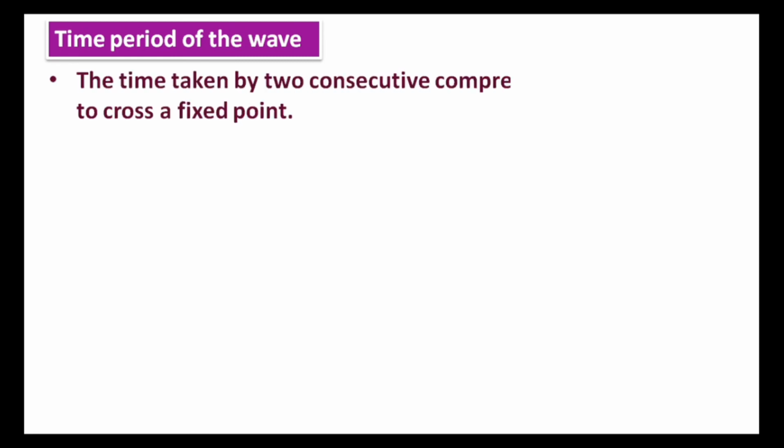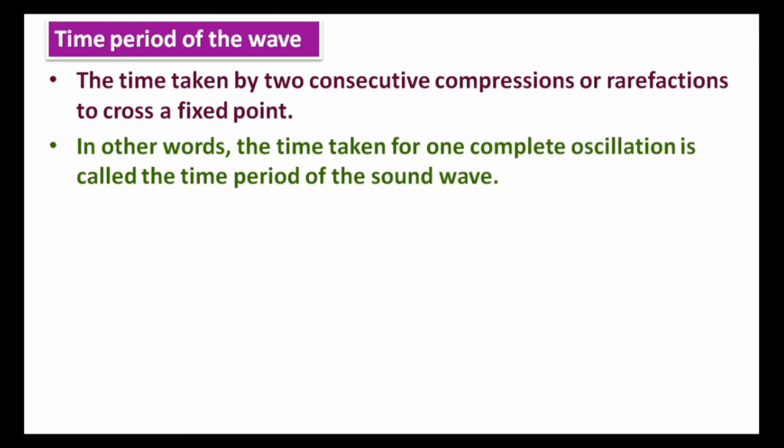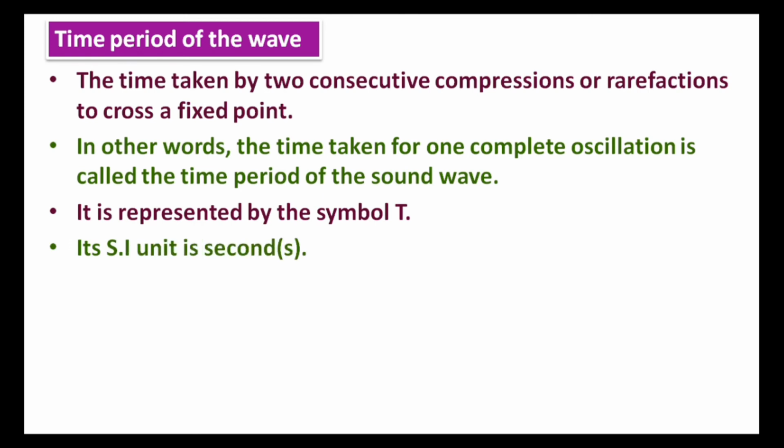Time period of the wave. The time taken by two consecutive compressions or rarefactions to cross a fixed point is the time period. In other words, the time taken for one complete oscillation is called the time period of the sound wave. It is represented by the symbol T. The SI unit of time period is second.